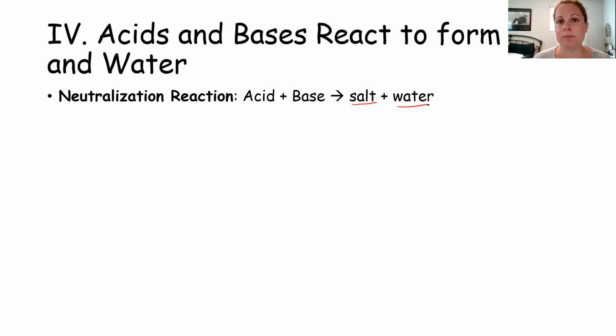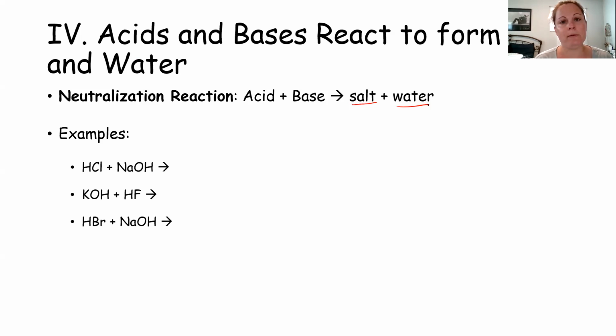So this kind of goes back to pool chemistry. If your pool is too acidic, you add a base to neutralize it. If your pool is too alkaline, you add an acid to neutralize it. Here's a couple examples of acids and bases reacting with one another. All of these, I'm going to use the Arrhenius acid definition and forget about Bronsted-Lowry for a minute.